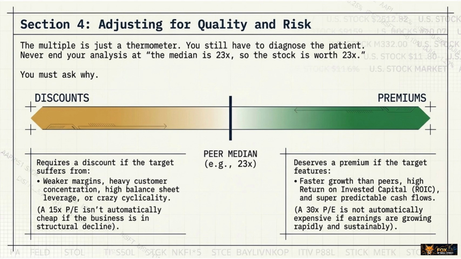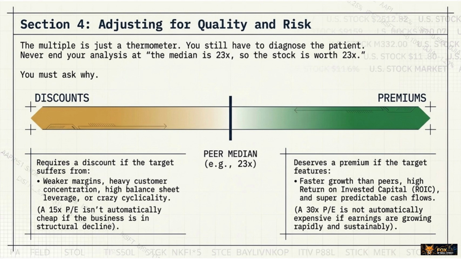Think about it. A company that's growing faster than its peers, producing higher returns on invested capital, or generating super predictable cash flows, it absolutely deserves to trade at a premium compared to the group median. On the flip side, if your target company suffers from weaker margins, maybe heavy customer concentration, high balance sheet leverage, or crazy cyclicality, it requires a discount.